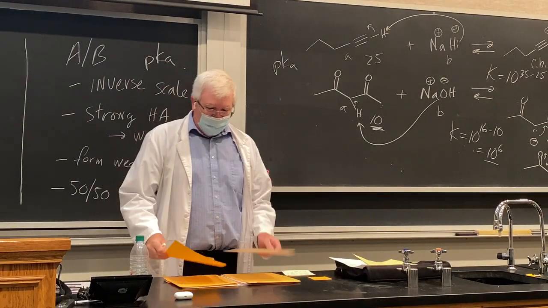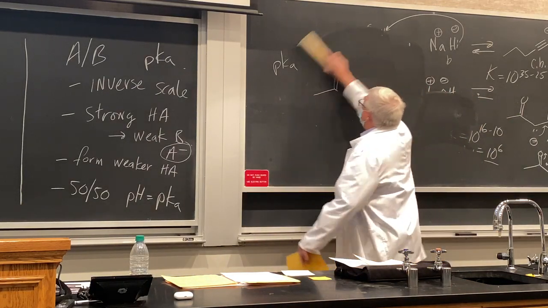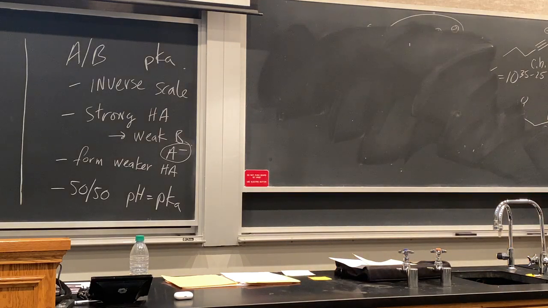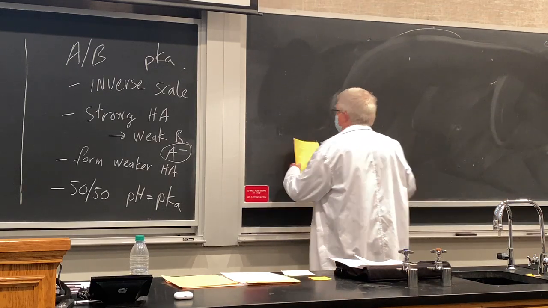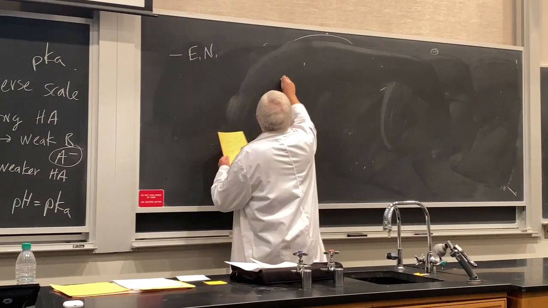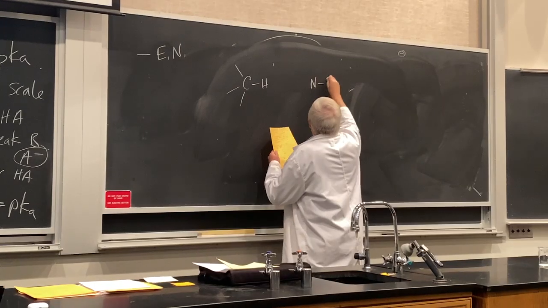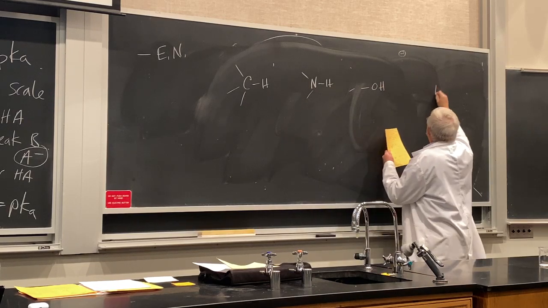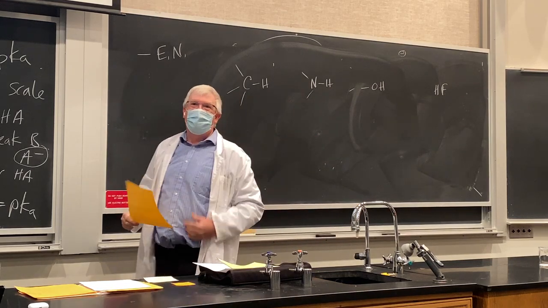Let's look first at electronegativity. We'll draw up all these factors here. What affects acidity, and how do we know where a molecule is going to get ionized? First factor, electronegativity. Let's compare the first row. So we've got carbon versus a nitrogen, an amine, versus an alcohol versus HF. Right across the second row, very common compounds.